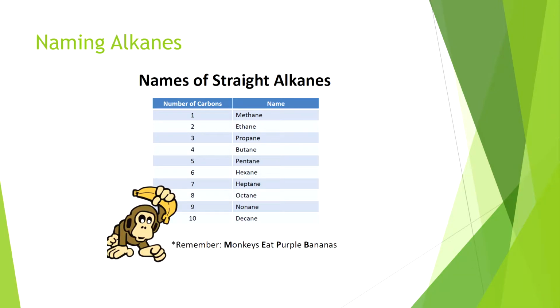If you guys recall, during the last video we talked about the properties of alkanes and naming straight alkanes. If you remember, straight alkanes such as methane look something like this, and they are just one chain, and the naming of them corresponds with the number of carbons within the chain.